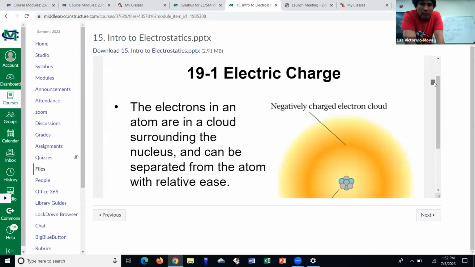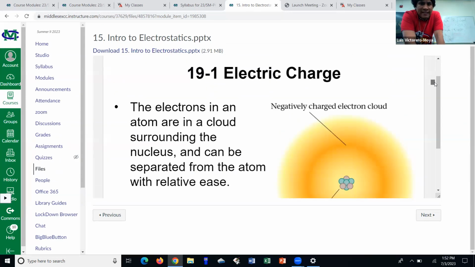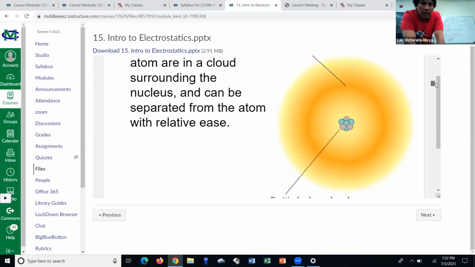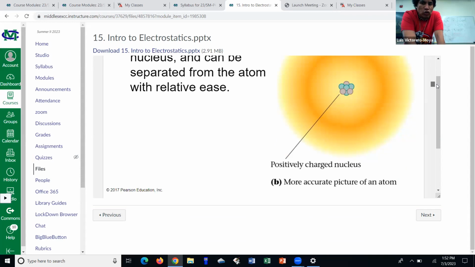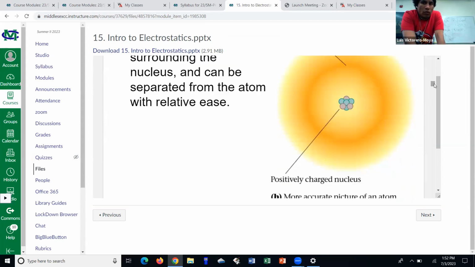And this is what I was talking about, right? The electrons are in an atom as a cloud surrounding the nucleus. The cloud is negatively charged and the nucleus can be positively charged if there is an excess of protons. Now, the neutron doesn't have any charge, so it doesn't play into account for this.